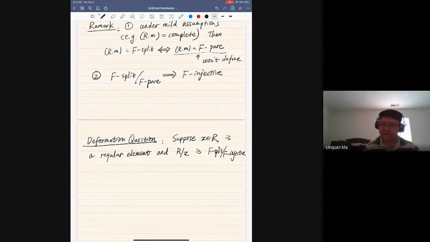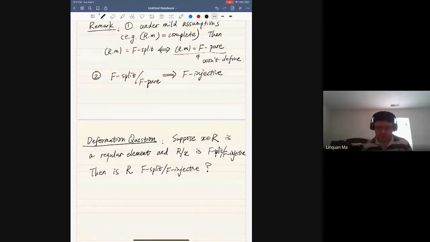Then the question asks, is R itself F-split or F-injective? Okay, so this is the question. As I said, the question is very simple to state. It doesn't really require any background on this topic to understand this question.